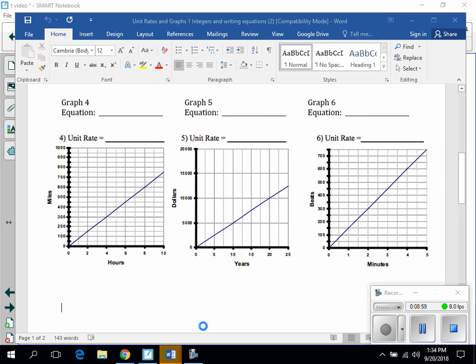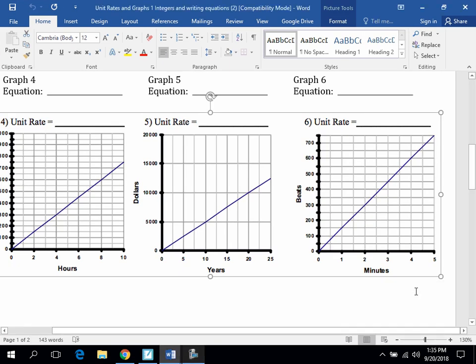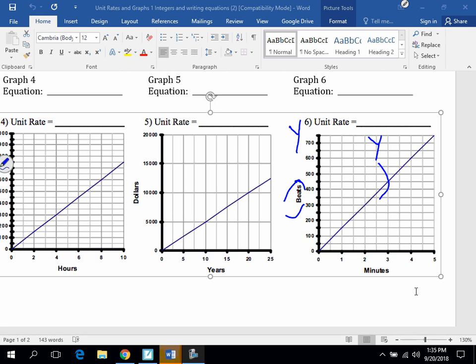Example 6. Use blue for y. And then I'll use red for x. Let's go ahead and choose our point. You want a point where the grid lines cross perfectly. I'm going to actually just use this point right here.